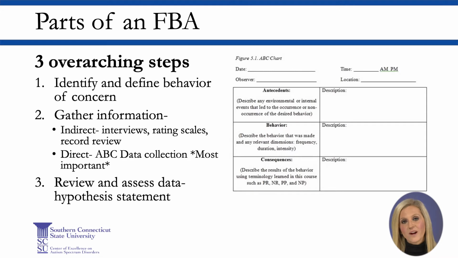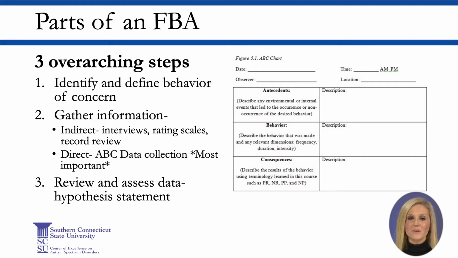That means that we are defining an instance of behavior in its observable components, not just putting a label on behavior. As an example, let's say we're defining hitting. An operational definition of hitting may sound something like any instance where Meghan brings a closed fist in contact with one of her body parts or the body part of somebody near her with enough force to leave a red mark. Just as an example. That's not a perfect operational definition, but just something to think about. So identifying and defining the behavior of concern is a really important first step to an FBA so that we can then successfully move through the rest of the FBA process and create an intervention.